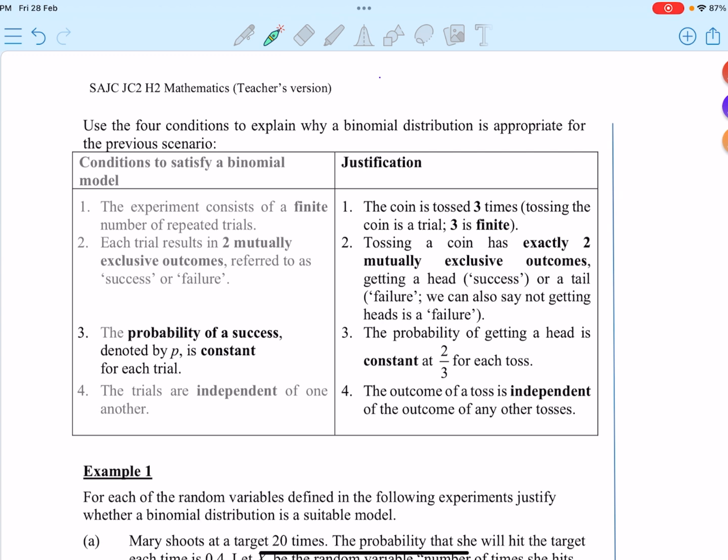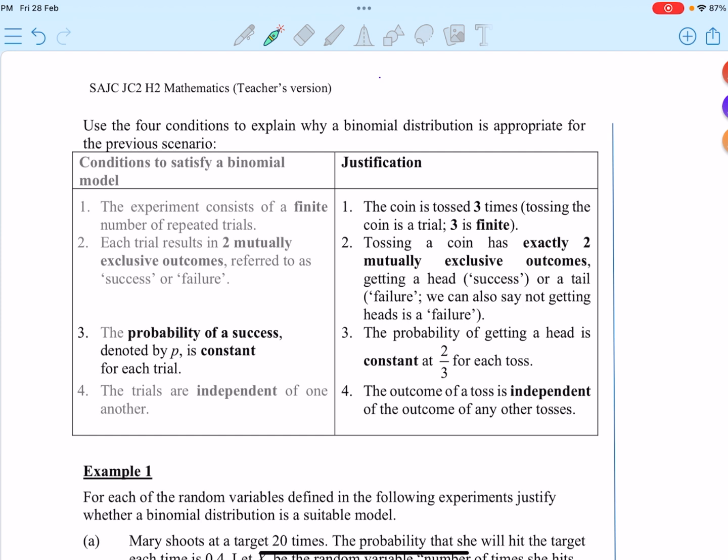We move on to the next condition, which is each trial results in 2 mutually exclusive outcomes. So what are the outcomes when you toss a coin? When you toss a coin, there are exactly 2 mutually exclusive outcomes. The first outcome is a head. The next outcome is a tail. The tail is also interpreted as not getting a hit. So this is referred to as 2 mutually exclusive outcomes.